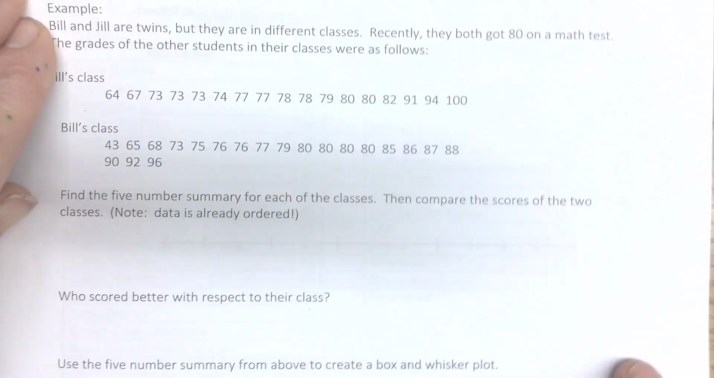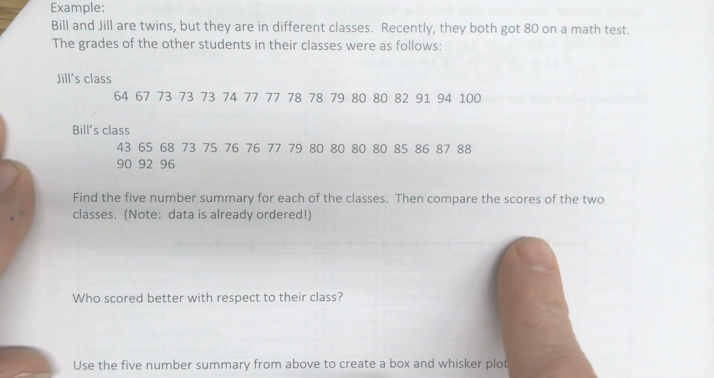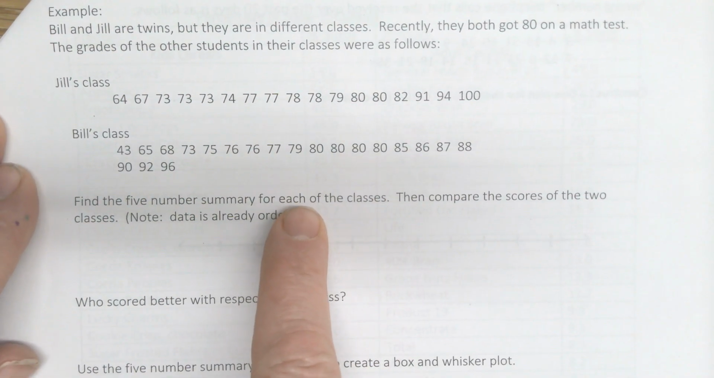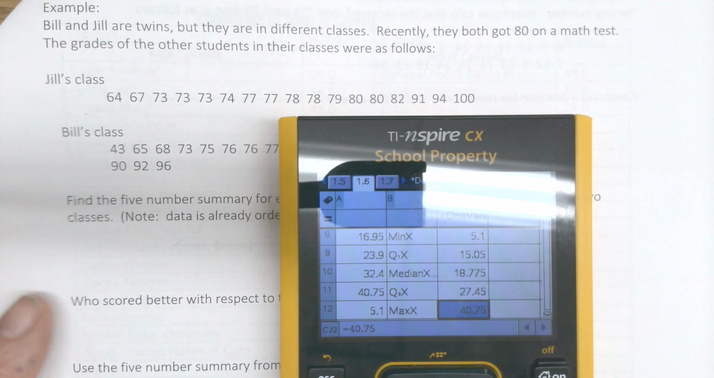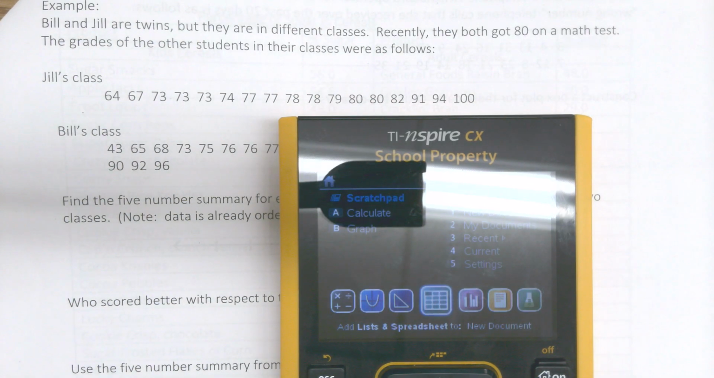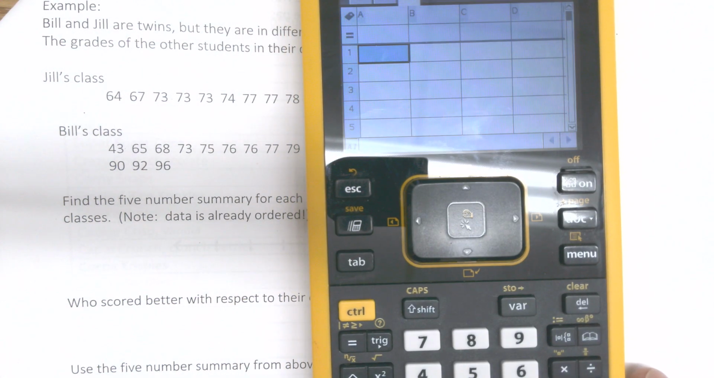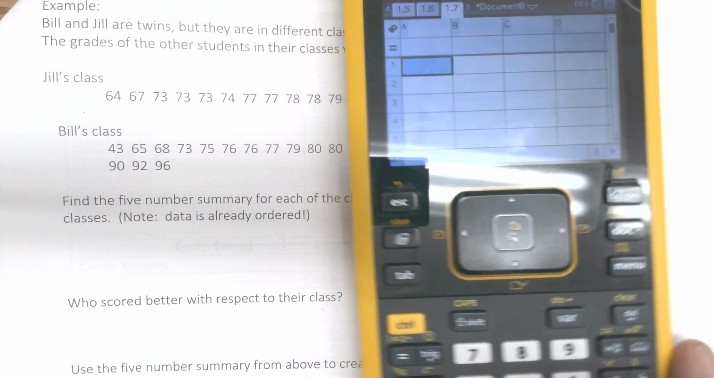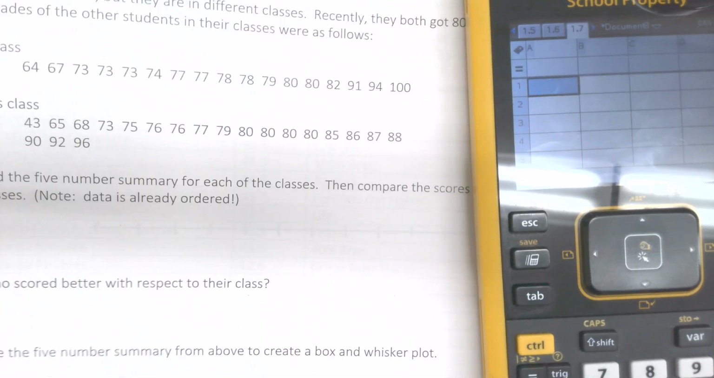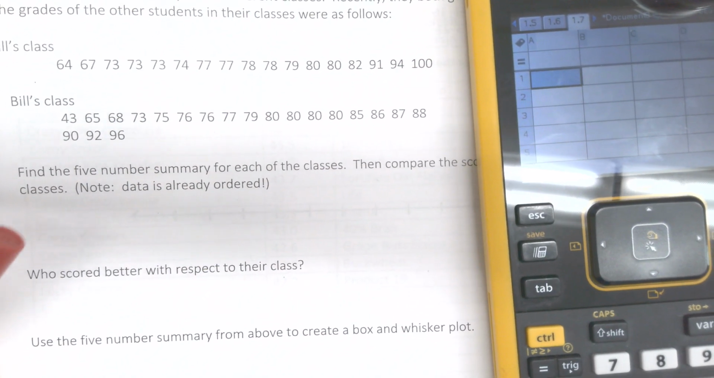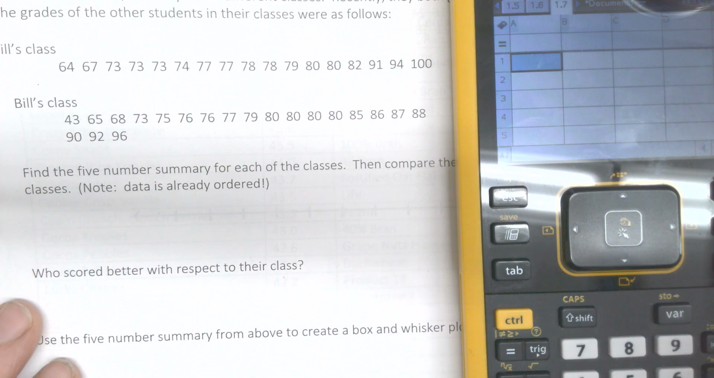Okay, so we're going to go ahead and find our 5-number summary for each of the classes. And again, that just means I plug that value in. So I'm going to go home and go to a new page, spreadsheet, enter, and enter my values. I'm going to pause this and enter the values, and then I'll have you do the same thing, and when you're ready, start it up again and we can compare our numbers.